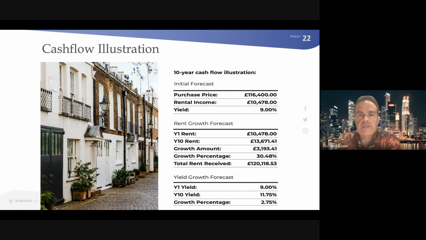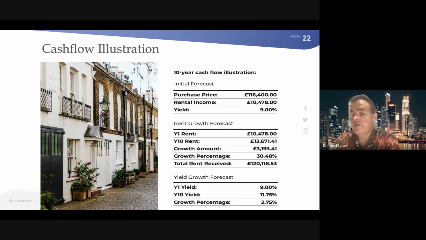So this particular property that we've shown a cash flow illustration is priced at just over £116,000. It's providing a net yield of 9%, which gives you almost £10,500 of rent in your first year. But do bear in mind that each year the rent is adjusted upwards based on inflation. And so by year 10, if we come down, then the rental there would be at 13,600. Now, these figures are based on a compounding increase of 2% per year.